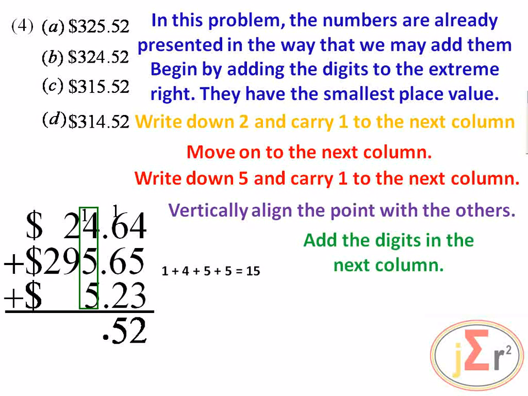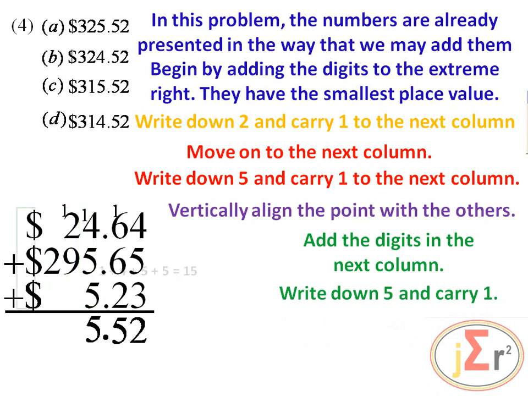Right, so the 5 will remain in its rightful place, and the 1, being a digit of greater significance, will be carried to the column of greater significance. And what do we do with the other one? When we add those digits, what do we get?